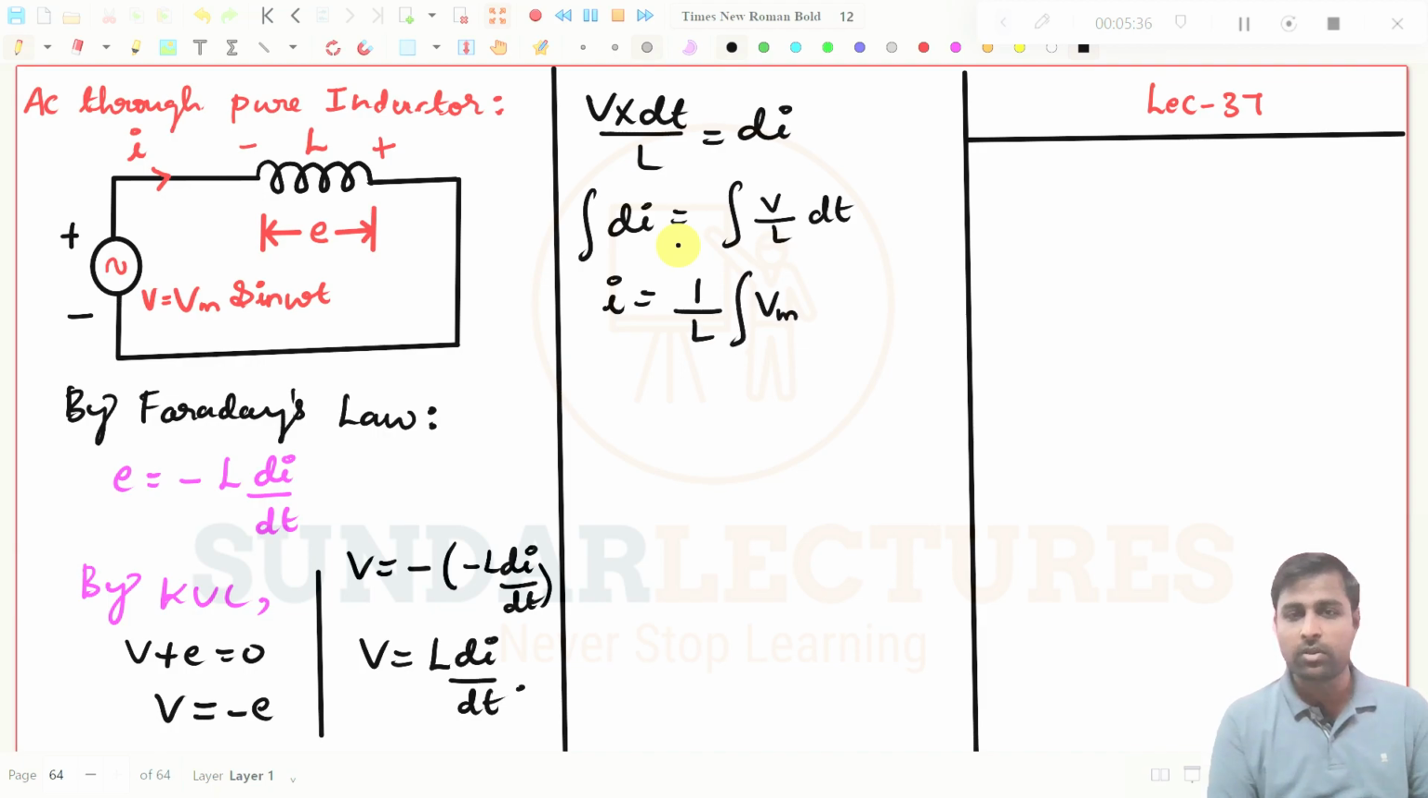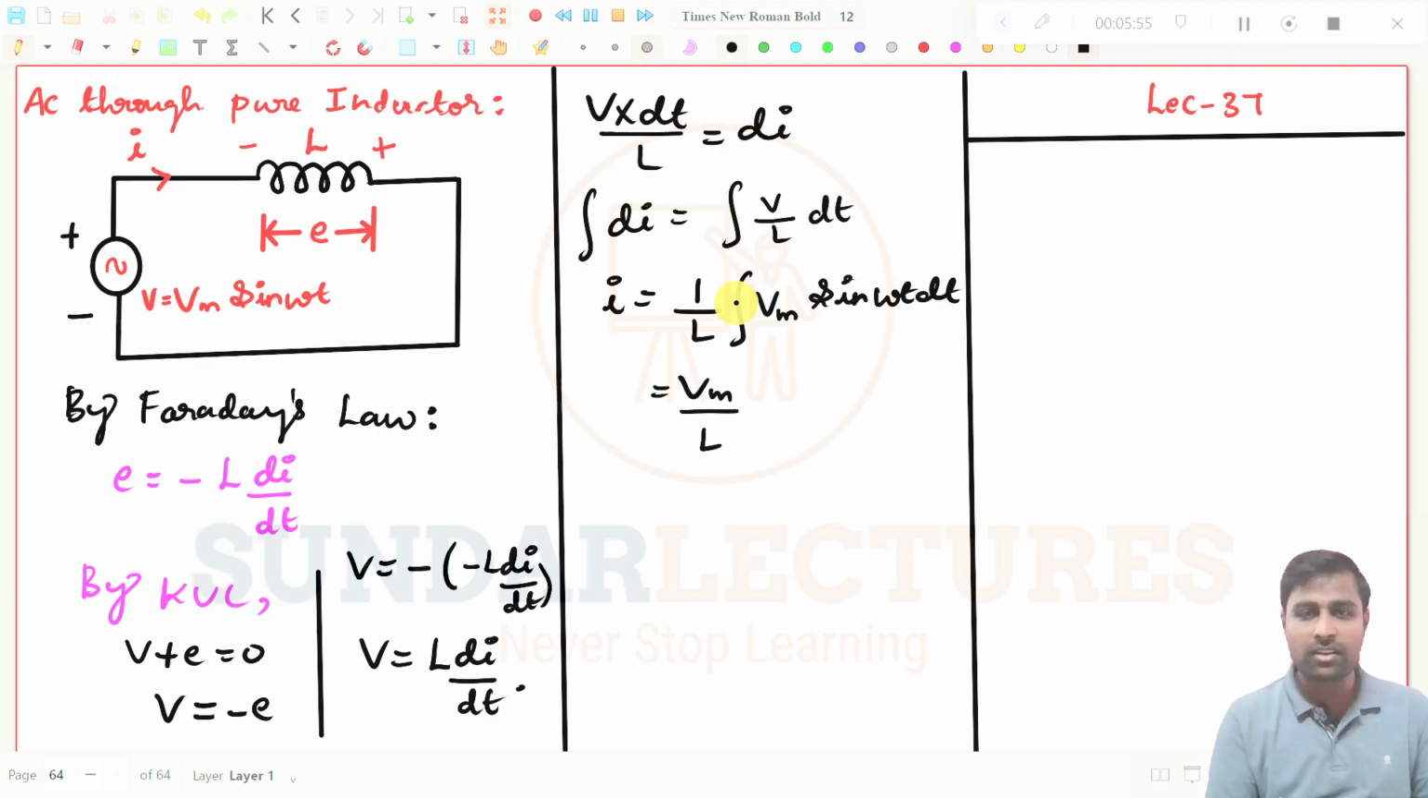So what is the V value? That is Vm sin omega t, so Vm sin omega t into dt. In this term, Vm is common, so I am just taking it out, and L is already there. So what is the integration of sin omega t?